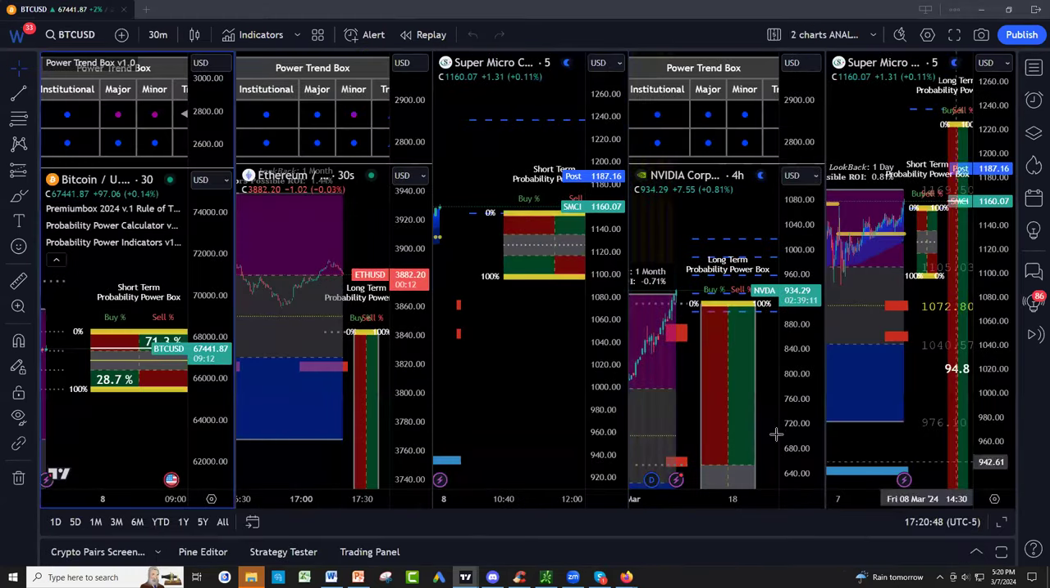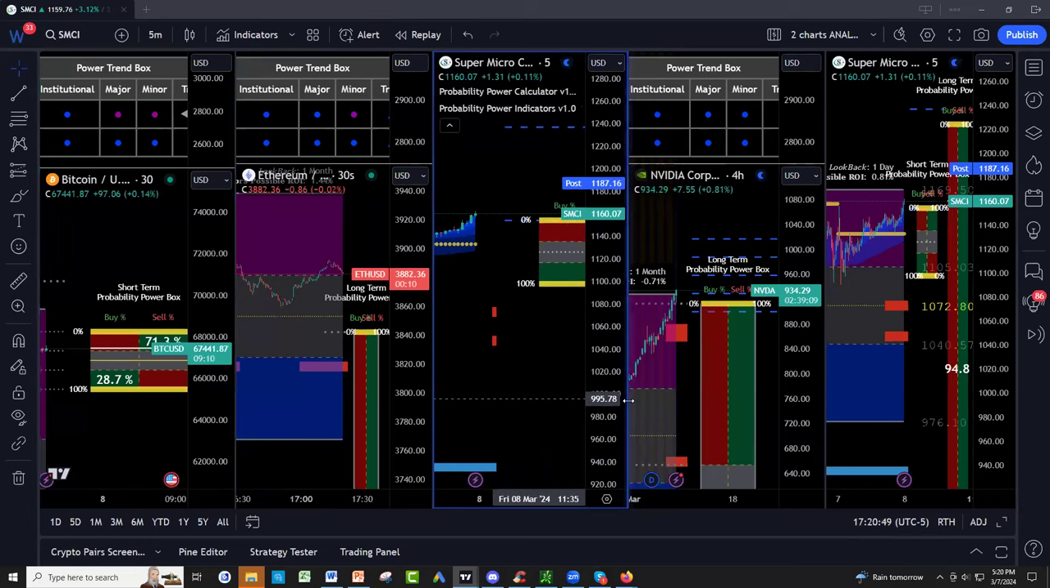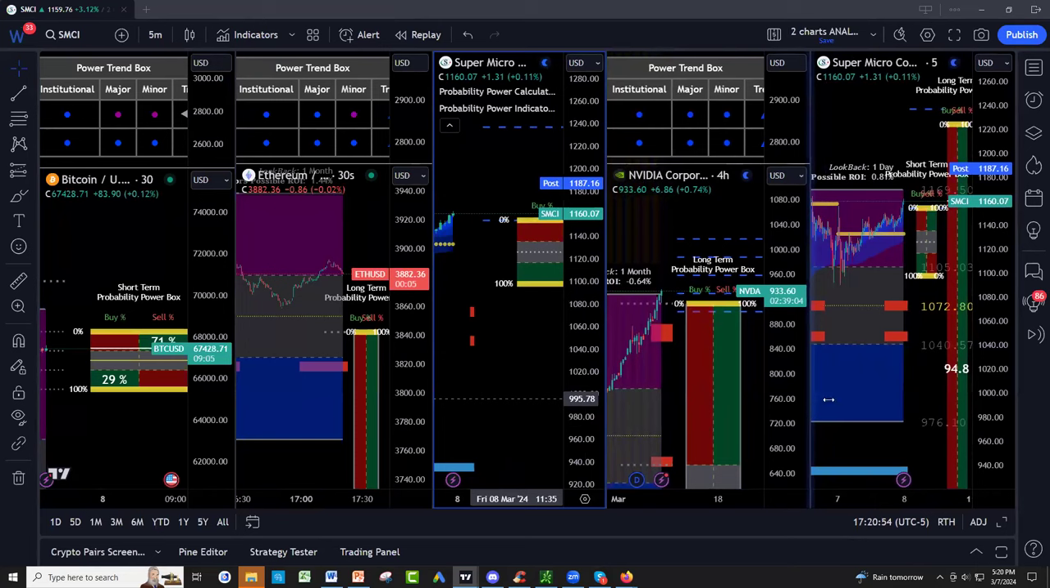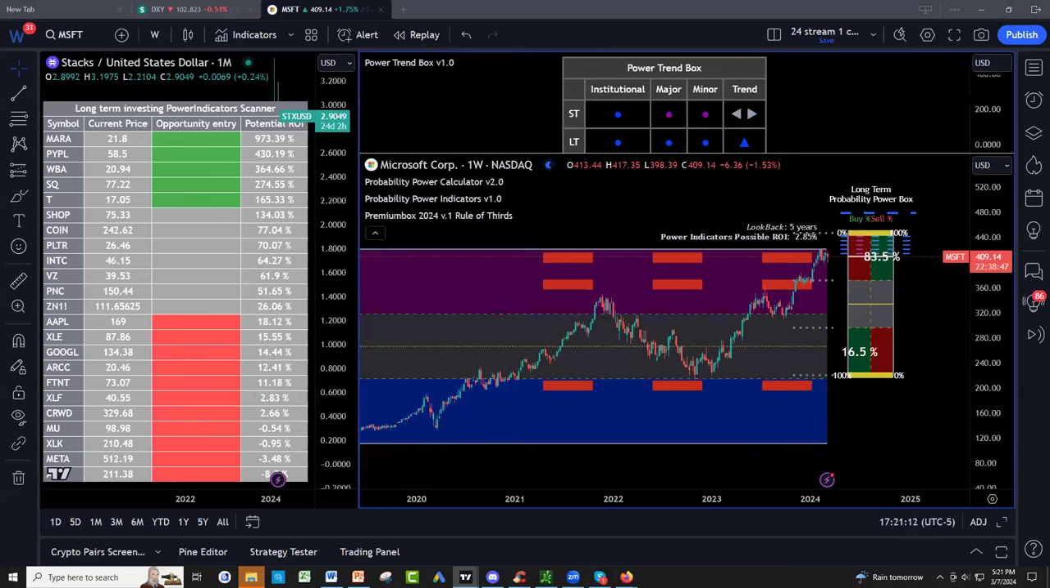But look here. Everywhere I have a little bit of higher time frame. I had NVIDIA, I had SMCI. This one is a 5, but usually those are higher time frames. I have a Bitcoin, I have an Ethereum. It's always good to have the longer time frames. You don't want to just look at your 5 minutes or your 1 hour or your 4 hour chart. You always want to have an eye on the daily and the weekly, or at least the weekly. My favorite chart is the weekly chart.